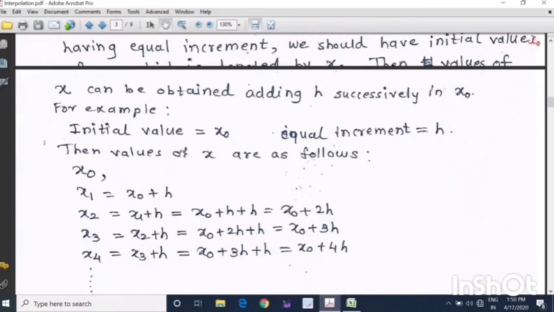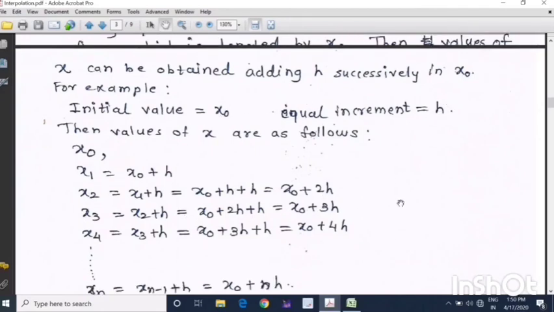For example, initial value equals x0, equal increment equals h. These two values must be given. Without that we cannot find the set of values of x. So then the values of x are as follows. First value we have x0, next value we say it is x1. Then what is x1? We have to add h to this initial value. So it is x0 plus h. Then next value is x2, which is x1 plus h.